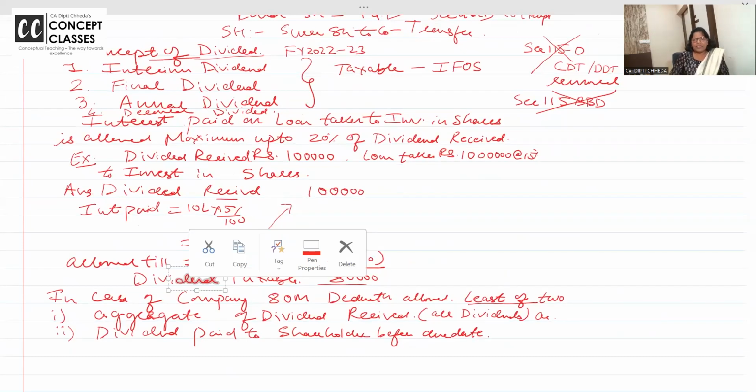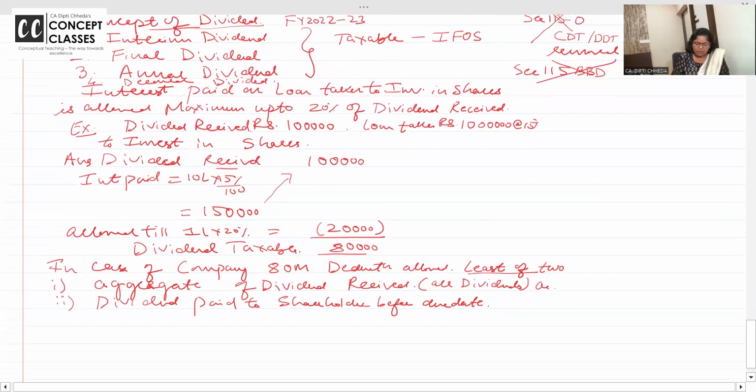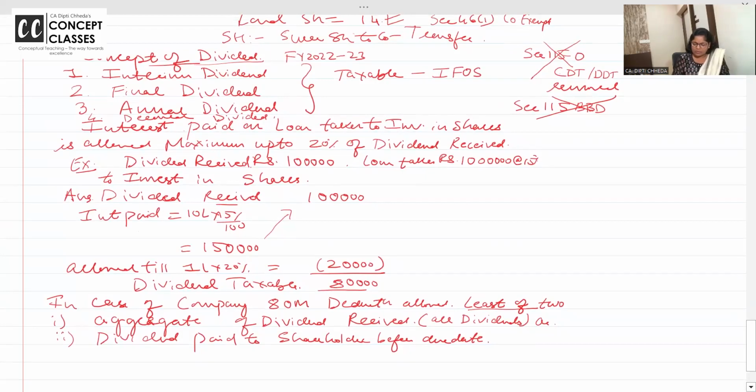All kinds of dividend are taxable, and interest deduction you get. Ma'am, but for investing in the share market, I have paid brokerage, I have incurred other expenses. No other expenses are allowed. Only interest is allowed. If you want, you can write here, no other expenses allowed. Write it here, where you have written that interest is allowed. No other expenses are allowed. Clear?